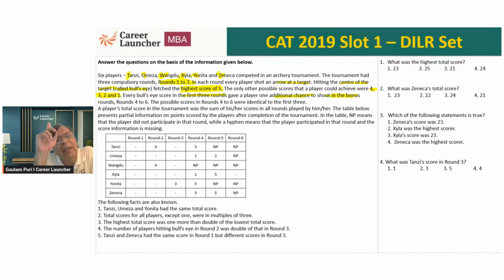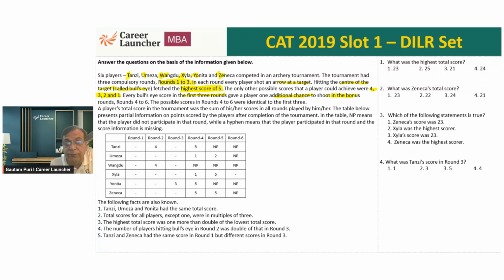What does that mean? If in the first 3 rounds I have 1 bullseye, I'll get a 4th round also. If I have 2 bullseyes, I'll get the 4th and 5th rounds. If I have 3 bullseyes, I'll get the 4th, 5th, and 6th rounds. 3 of them. So 3 additional chances for every bullseye. You get 1 extra chance, you get 1 extra round to play.